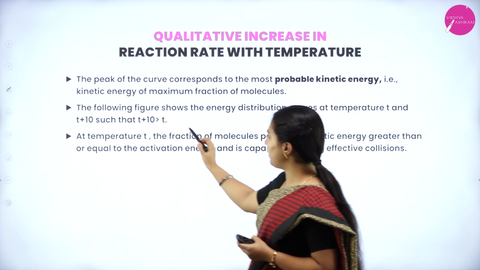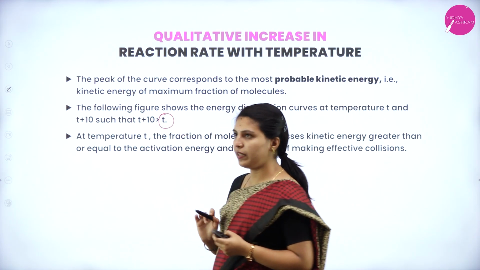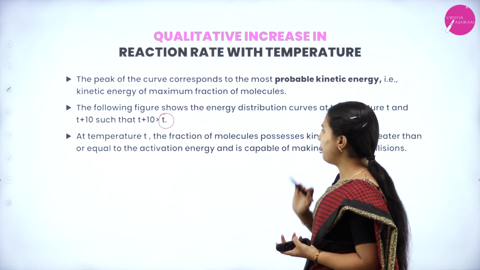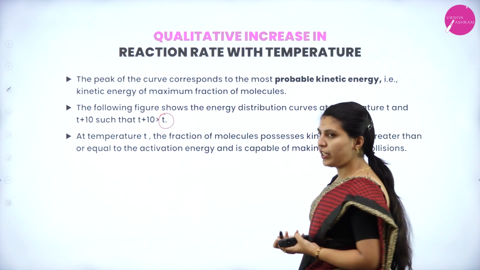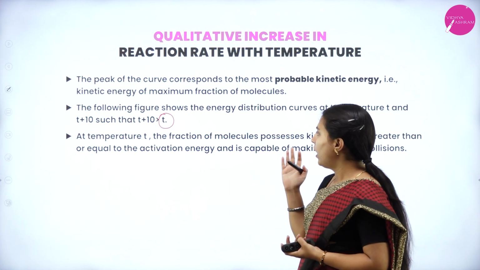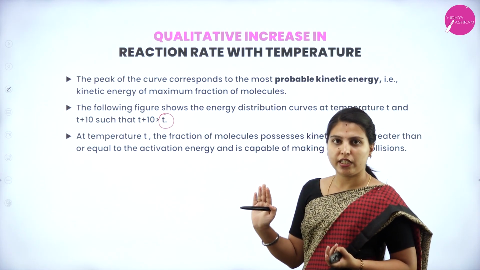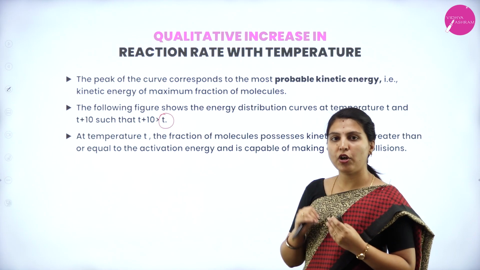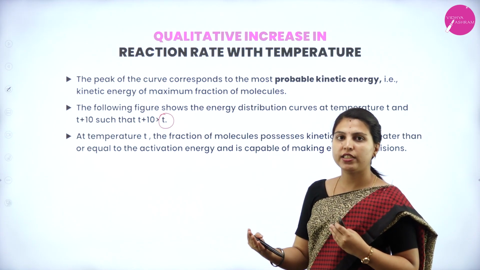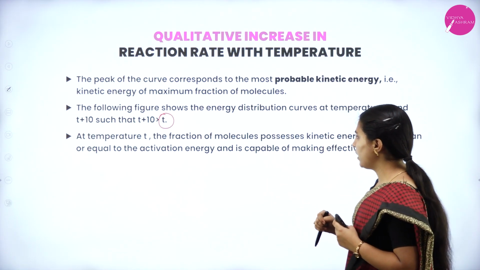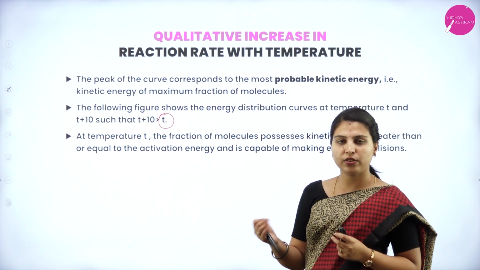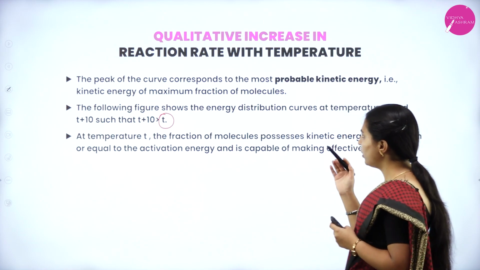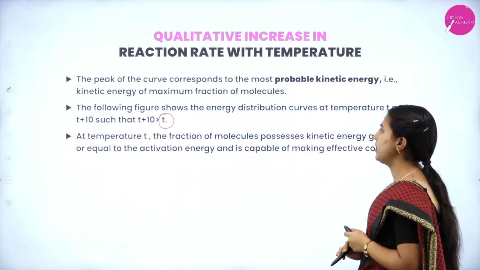At temperature T plus 10, because it is greater than T, the fraction of molecules possessing kinetic energy greater than or equal to the activation energy is larger. At that temperature, the molecules possess more kinetic energy and are capable of effective collisions. After collisions only will they form the complex, right? So they will have that much energy.